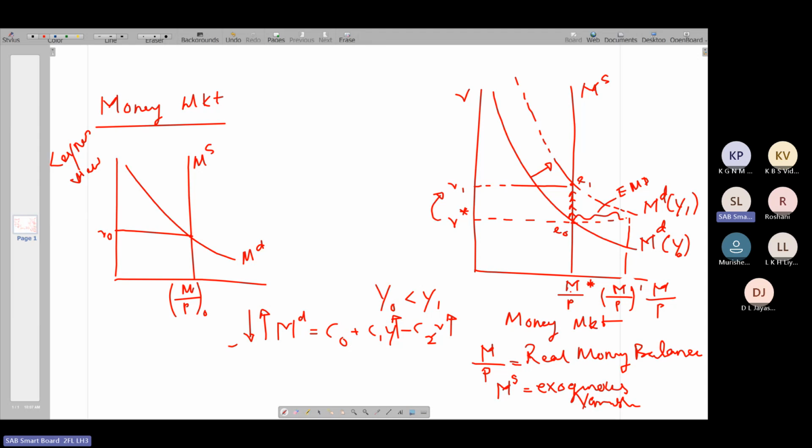First, we start from the initial level. Then we look at the change. Now, what happened? The change is that the central bank raises the money supply. Central bank increases the money supply. The expansion in monetary policy. Money stock increases. What happened? This curve shifts to the right. The money supply curve now shifts.